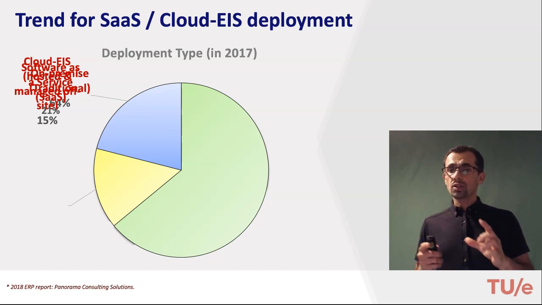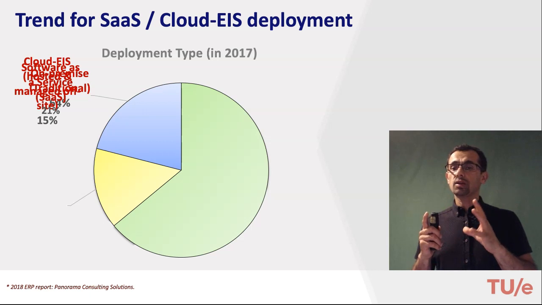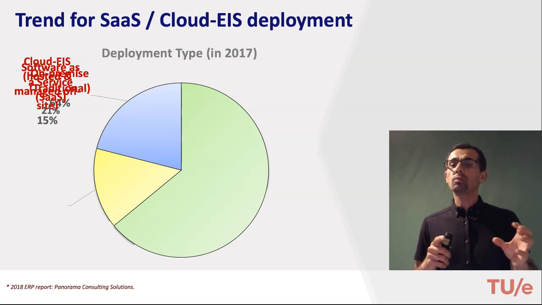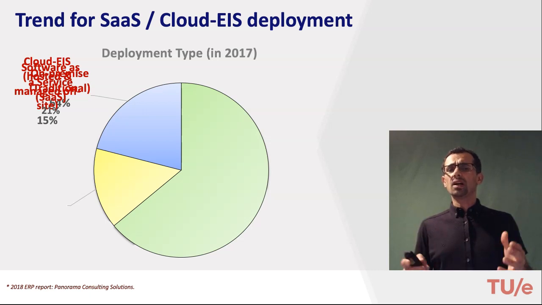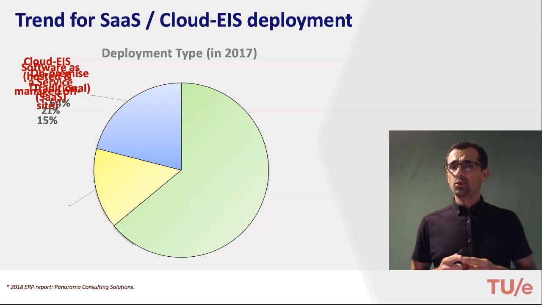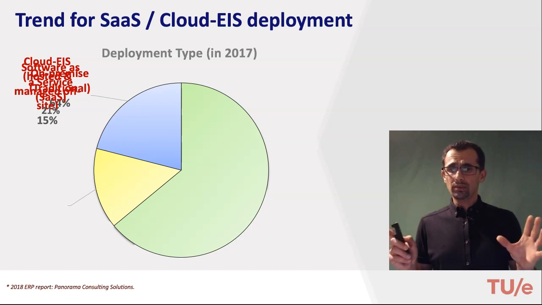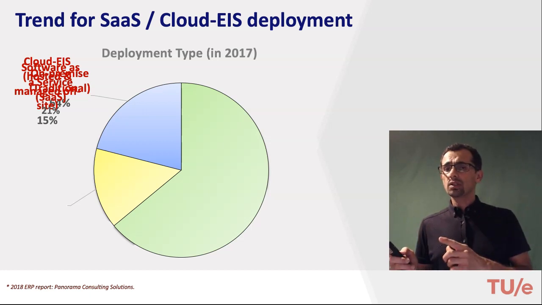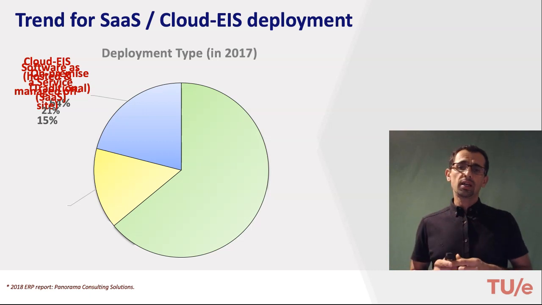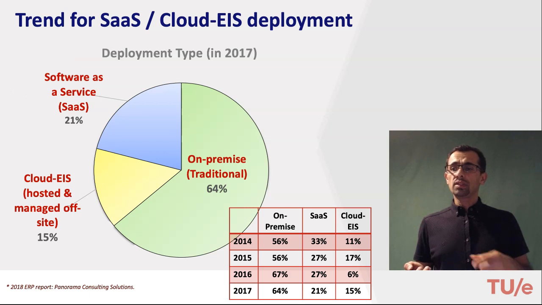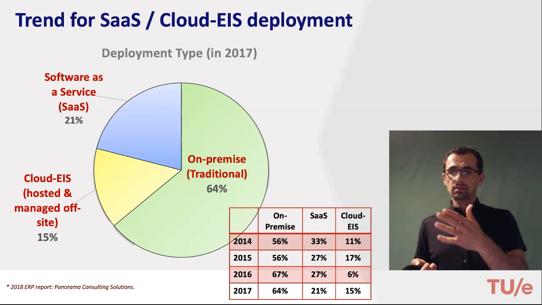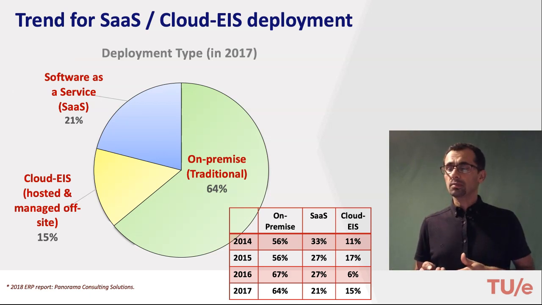Now, what this shows, the green part is about 64%, and 64% of the companies still rely on on-premise provisioning. That's the traditional way. The SaaS option, which is blue, is about 21%, and the cloud enterprise system, which is the yellow part, is about 15%. Now, somehow the graph comes back in a proper way.